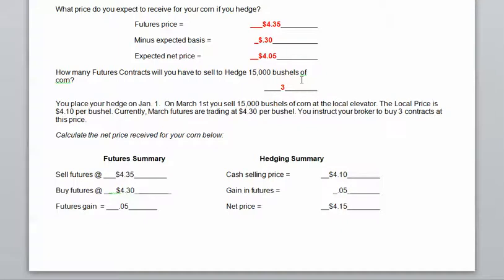Again, we initially predicted that we were going to have a net hedge price of $4.05. We end up with $4.15. The reason for that, we originally predicted a basis of 30 cents. Our ending basis was 430 minus 410, or 20 cents a bushel. 10 cents narrower than we expected. Because basis narrowed, we ended up with a hedge price that was actually superior to what we predicted.